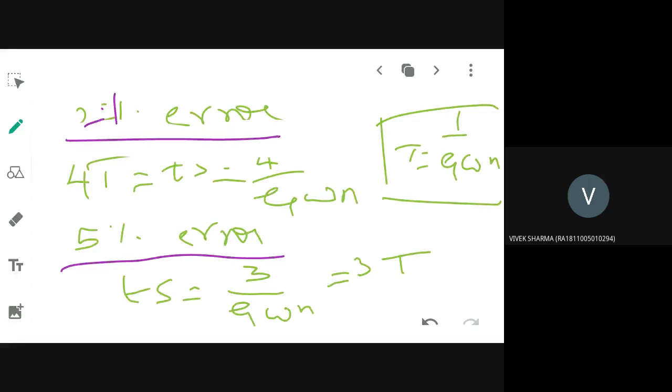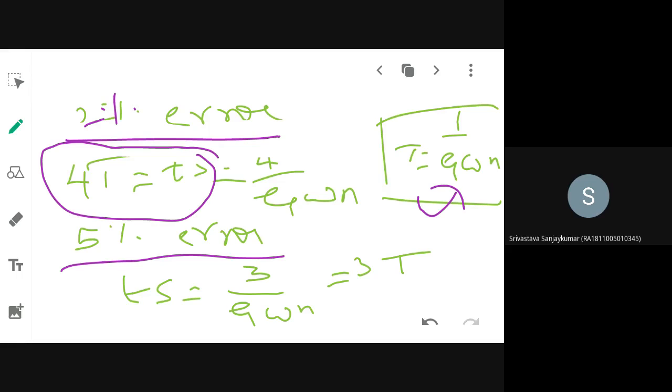2% error means the formula for settling time is 4T, where T is given by 1 divided by zeta omega n. This is for 2% error tolerance. 5% means how much? 3T, where T is given by 1 by zeta omega n.